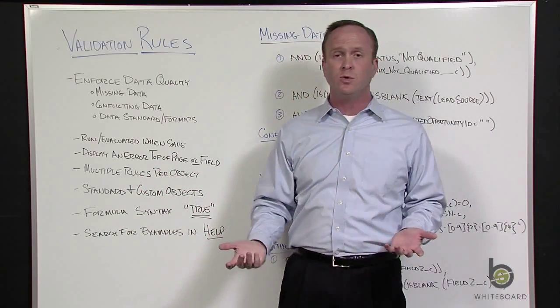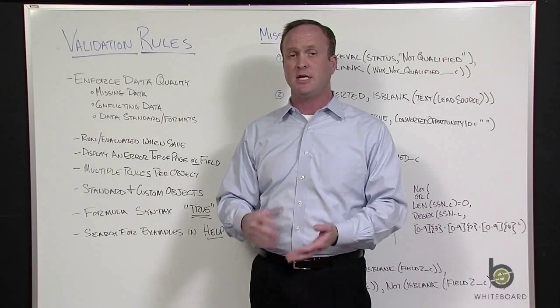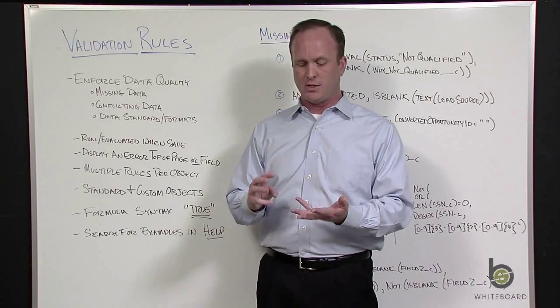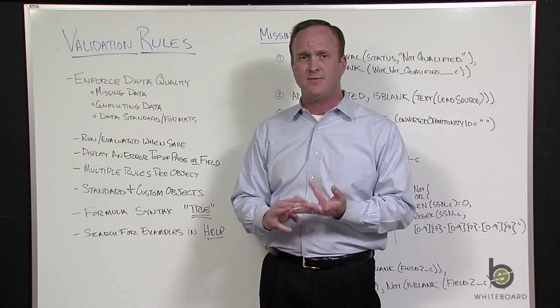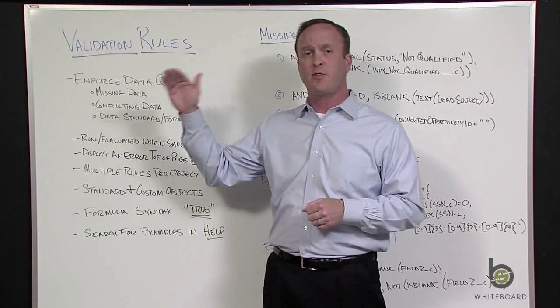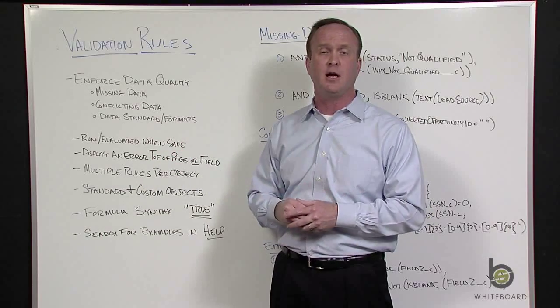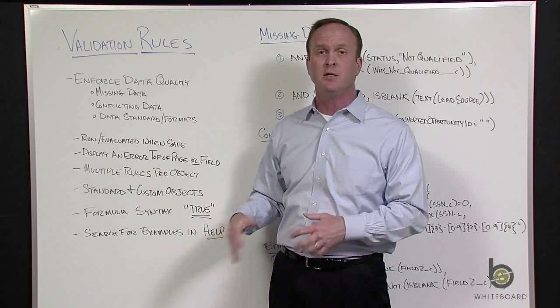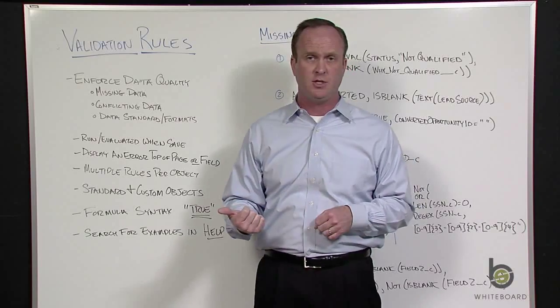You can have multiple rules per object. So let's say we're on the leads record, and you want to make sure something's in place on the lead status field, and maybe you want to make sure that lead source is filled out. You can have 3 or 4 or 5, however many validation rules that you need in place, all running at the same time, so you're not limited to just one.